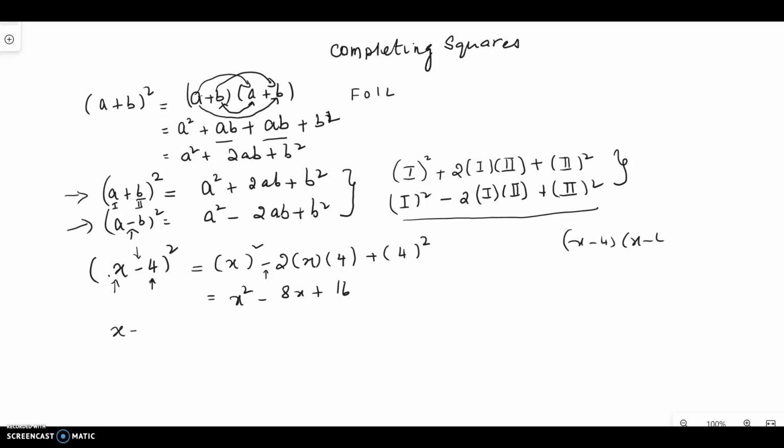What if we had x minus 7 the whole squared? We would go square the first term, which is x, minus twice the product of the two terms. So the first term sits here, the second is here, plus we square the second term, and our second term is 7, so we square 7. X squared minus 14x plus 49 is the product. We have expanded this term.